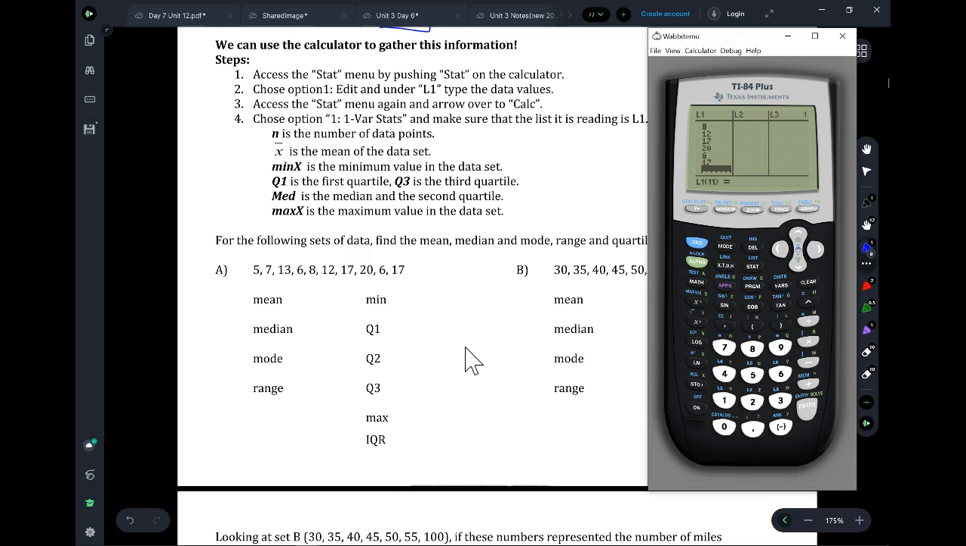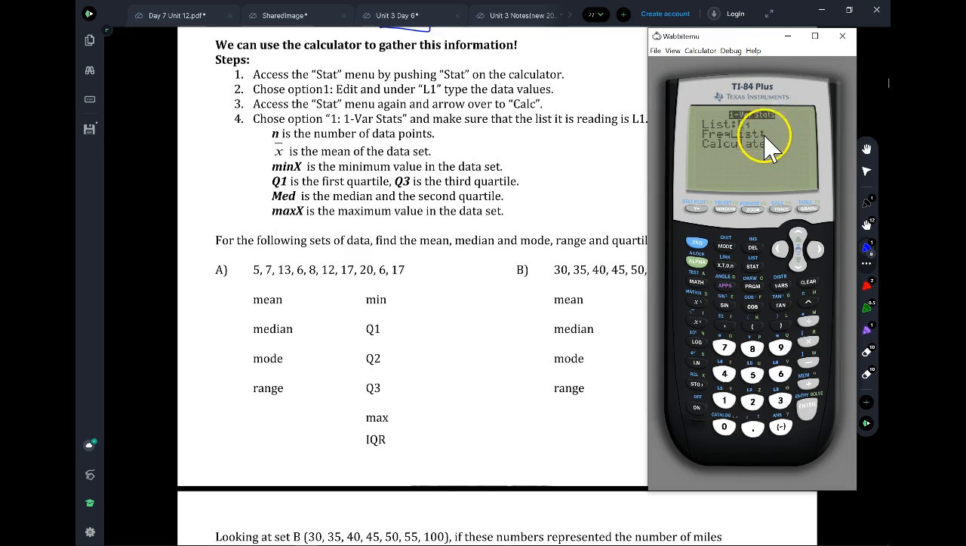Step 3, press stat. Then it says to arrow over to calculate, so I'm going to use my right arrow key to head over to calculate. And we actually are going to pick option 1, so hit enter. And this screen should pop up and it says list L1. List L1, that's exactly where we put our list, so we're all good.